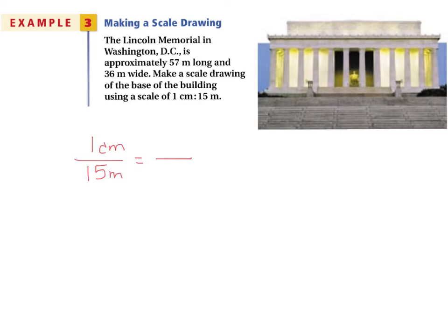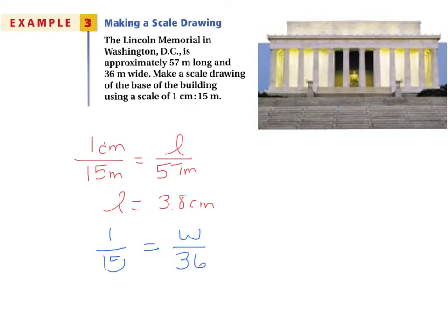We know the actual length of the building is 57 meters, and we need to know what our scale model should be. So there's our formula to set up to find the length. Now, if you solve this, you're going to get 3.8 centimeters. We're going to do the same thing, the same ratio, for the width. This should be fairly easy, and we would find the width as 2.4 centimeters.